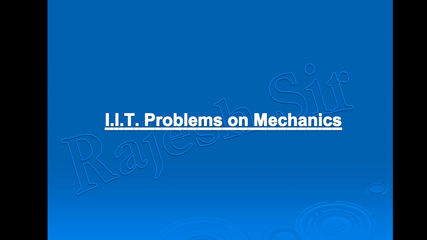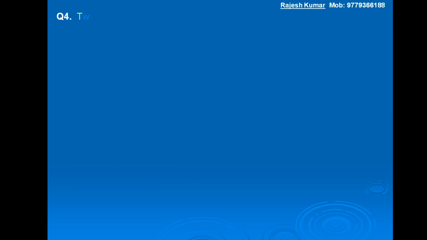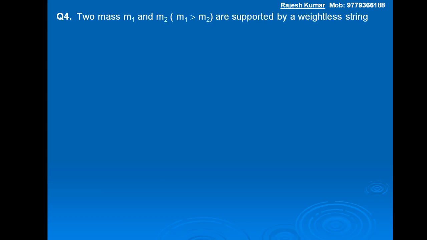Students, now we will discuss IIT problems on mechanics. Next problem is question number 4 about single pulley. Two masses M1 and M2, where M1 is greater than M2, are supported by a weightless string passing over a smooth pulley.